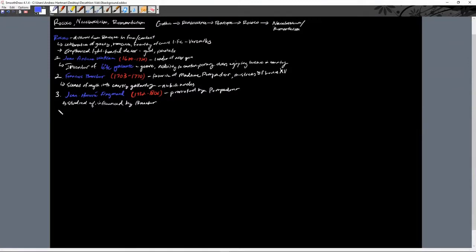All right, so now let's get into Neoclassicism. Okay, so Neoclassicism. Let's underline Rococo while we're at it. So first off, we got to get the context of Neoclassicism, and the context is the French Revolution of 1789.